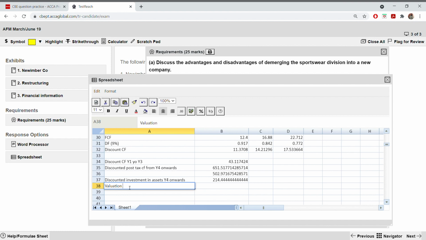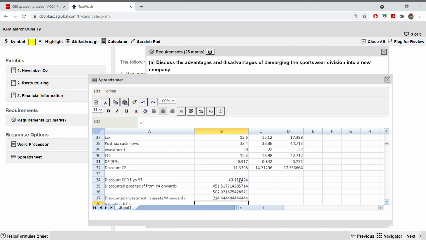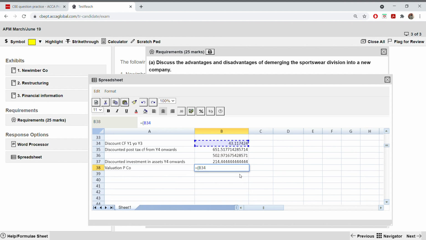Whose valuation? P company. Okay. Always write, mention the company whose valuation you are doing. How do you find the value? Okay. So the valuation is simply discounted cash flow from year 1 to 3 plus this one, discounted post-tax cash flow from year 4 onwards minus this, because it's an investment in assets.